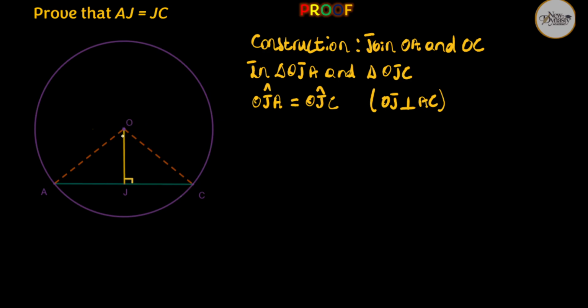Then we constructed OA and OC, and we can see that OA and OC are the radii of the circle, and they are also the hypotenuse of the triangles, and the radii of the circle are equal. So we can go on and say the radii, which is OA, equals OC, and that is the reason. Those are the radii of the circle.